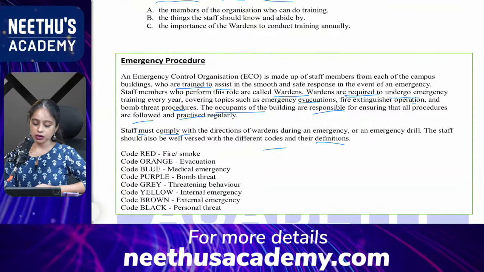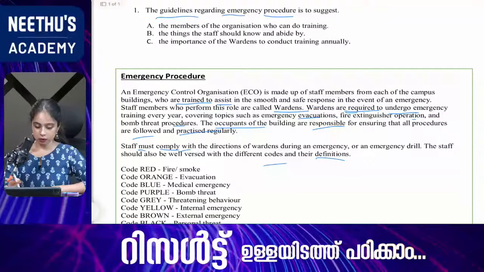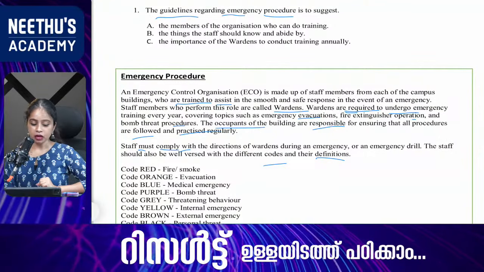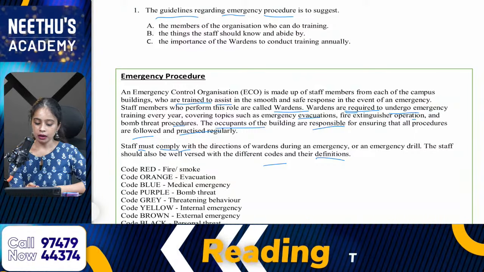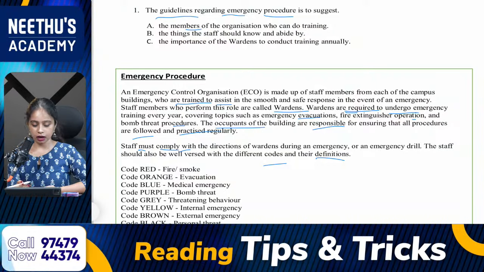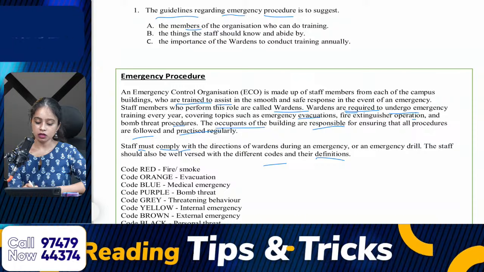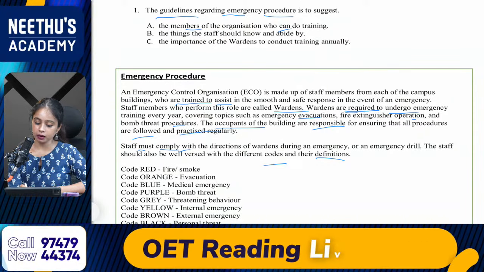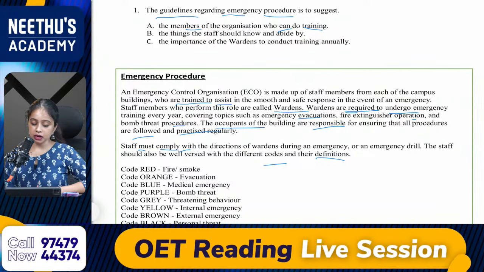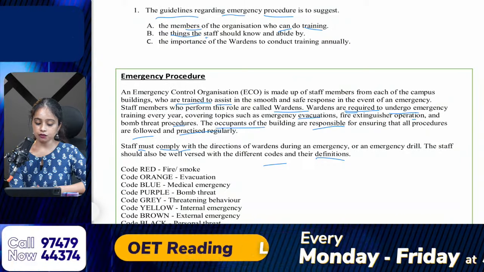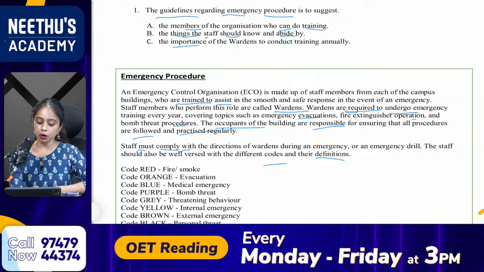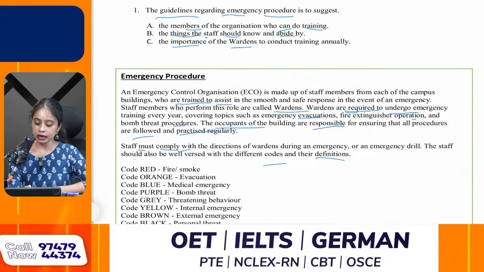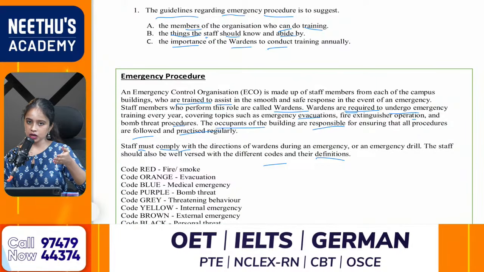Okay, so now we are moving to the options. Option A, the members of the organization who can do training. So members, which means the staff or the wardens, organization who can do training. Then option B, the things the staff should know and abide by. And option C, the importance of wardens to conduct training annually. And as you can see here, these are my keywords from the question.